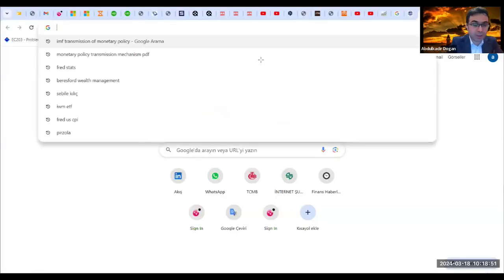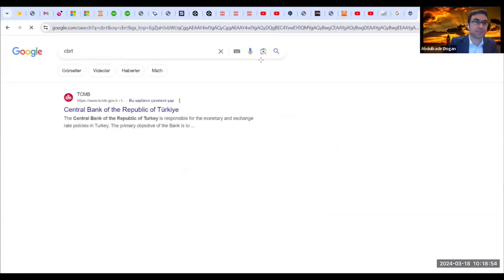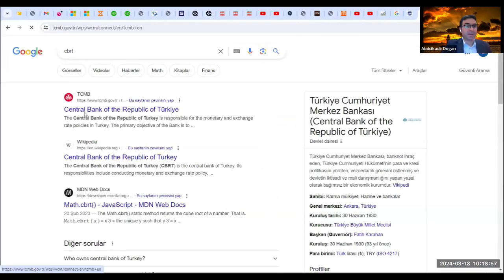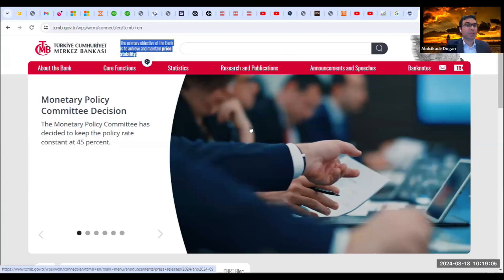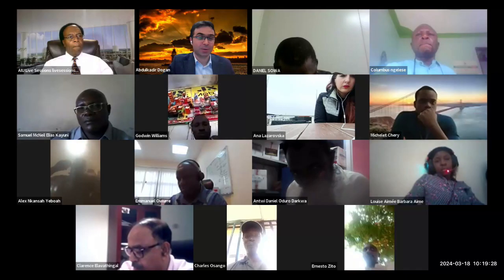Here I'm opening the Turkish Central Bank. Please look at the top. The primary objective of the bank is to achieve and maintain price stability. Okay, price stability, meaning that I have an inflation targeting regime. My main aim is, at the end, to reach stable prices, controllable inflation. Okay, this is my aim at the end of the story. So now let's turn back to the slides.